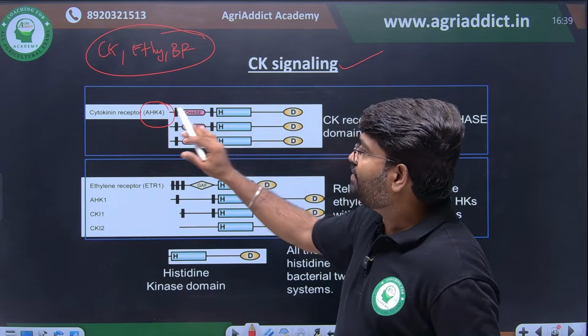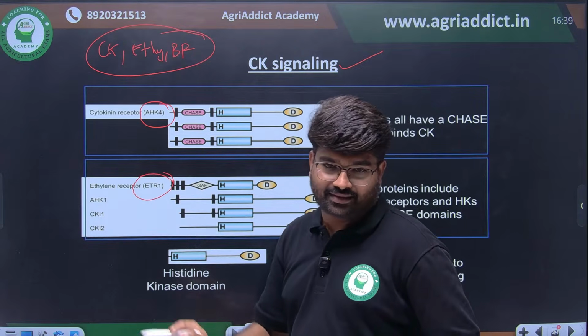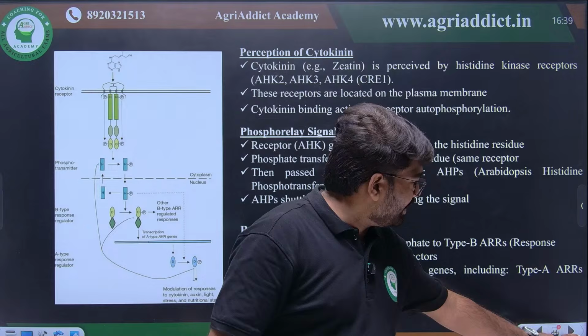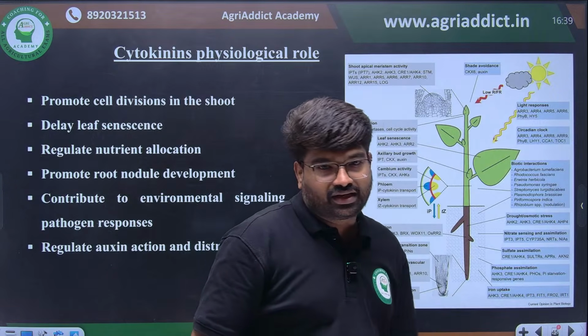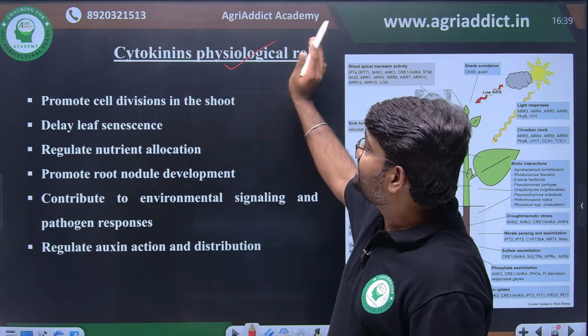So for cytokinin, the receptors are AHK 2, 3 and 4. Ethylene receptor or ETR receptor. ETRs are ethylene receptors. Okay, clear. Signaling, I already told, I am not going to discuss that. That is just for your information. Now we are going to see the major physiological functions.